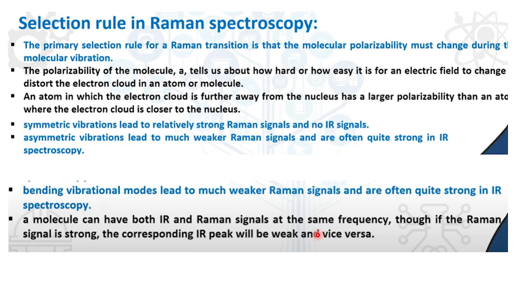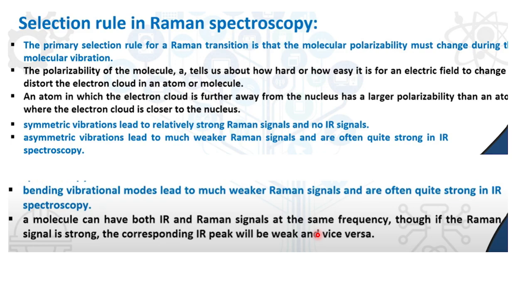Now the selection rule in Raman spectroscopy: the primary selection rule is that the molecule must be polarizable. It need not have a permanent dipole moment, but it must be polarizable in the presence of an electric field. That is the first principle for Raman activity. Polarizability tells us how easy it is for an electric field to distort the charge distribution or electron cloud. An atom in which the electron cloud is further away from the nucleus has a larger polarizability than an atom where the electron cloud is closer to the nucleus.